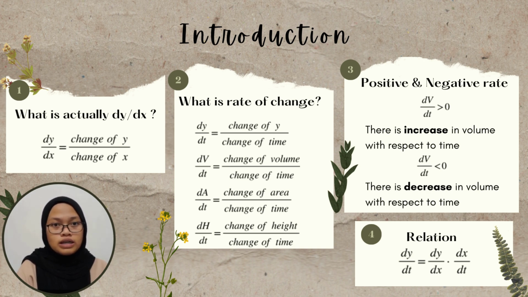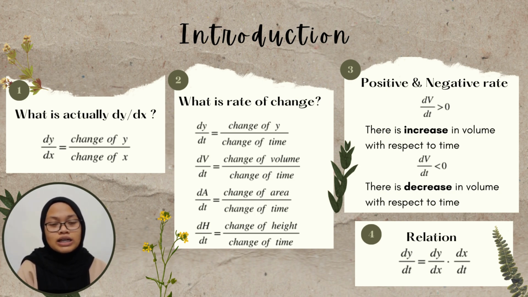If you have dV over dt, it is the change of volume with respect to the change of time. Next, dA over dt, which is the rate of change of area with respect to the change of time. And the last one is dh over dt, which is the rate of change of height with respect to the change of time. Apart from that, we will have positive and negative rates. For example, dV over dt greater than 0 means there is an increase in volume with respect to time. What if dV over dt is less than 0? That means there is a decrease in volume with respect to time.